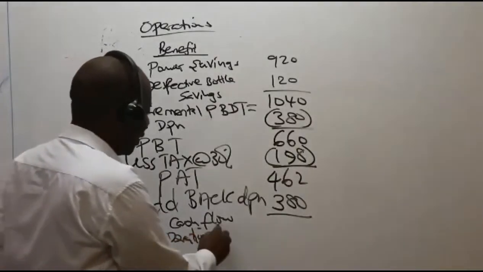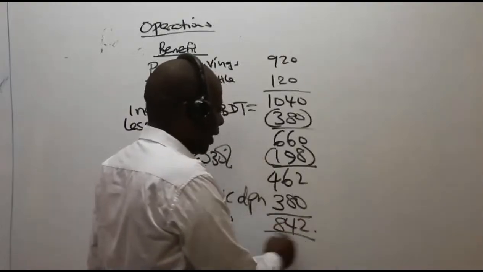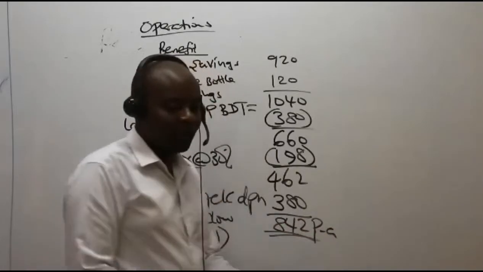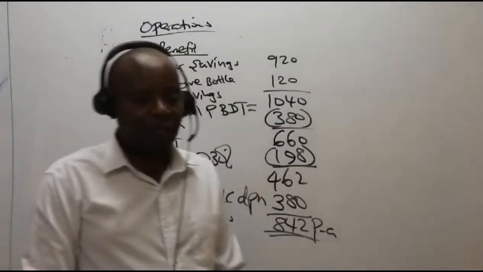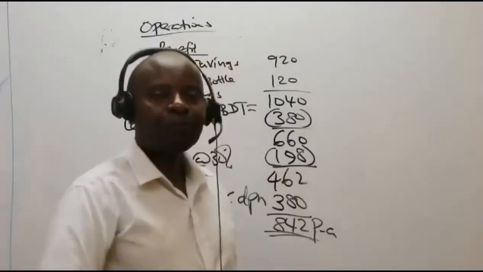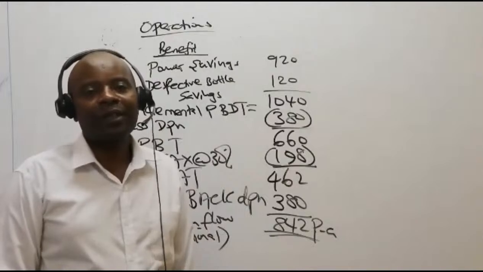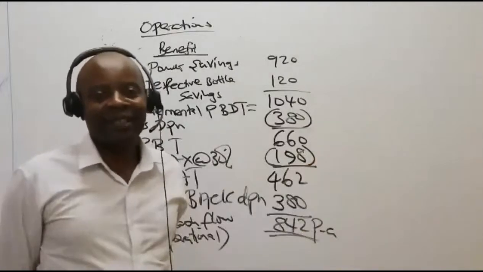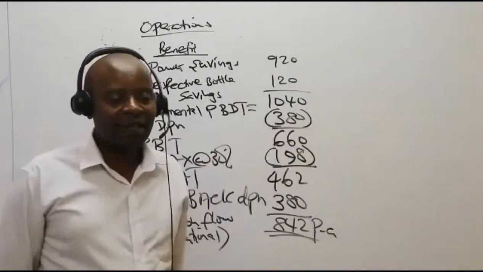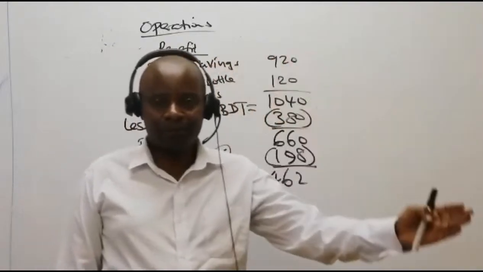Wanasema ni ngapi? Somebody 842. 842 per annum. So the moment I get that, I have taken care of the operational cash flows for the 5 years, because they are annuities. They are regular.